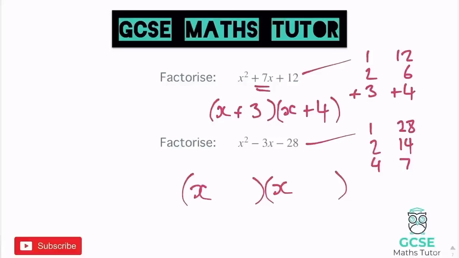And let's have a look if these can make 28. So what have we got? We've got minus 3 in the middle. So we want to make minus 3. Well, we're not going to do that with 1 and 28. That's not going to work. 2 and 14, we could make 16, or we could make 12. That's not going to work.